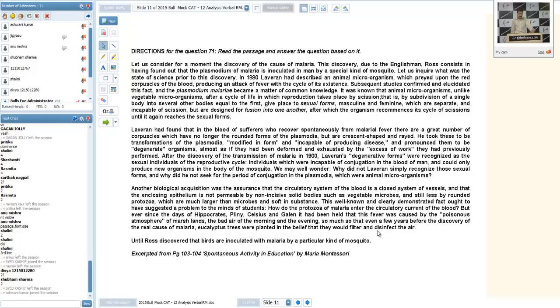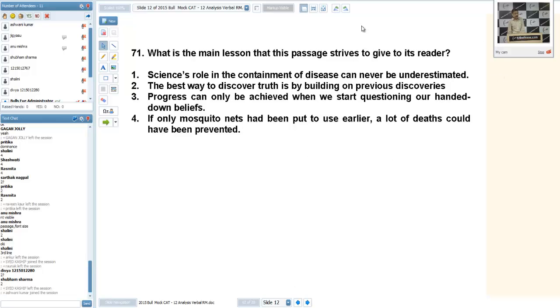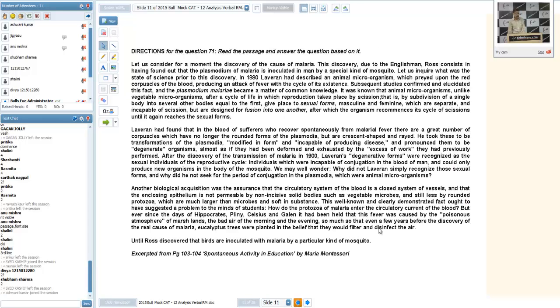The question I have picked is: what is the main lesson that this passage tries to give to its reader? What is the main idea, the main message given by the purpose of writing the passage? It primarily talks about how the earlier closed mentality or traditional beliefs stopped anyone from developing anything worthwhile to tackle malaria, and how Englishman Ross rejected all these myths and beliefs, started afresh and came out with a treatment, which was finally developed further.